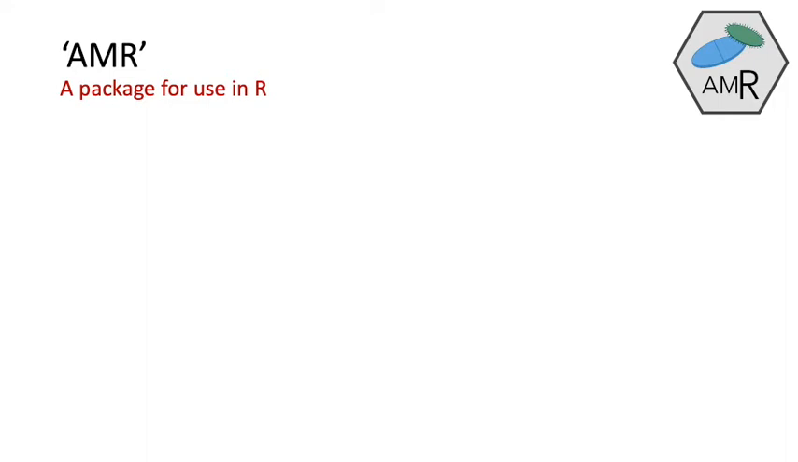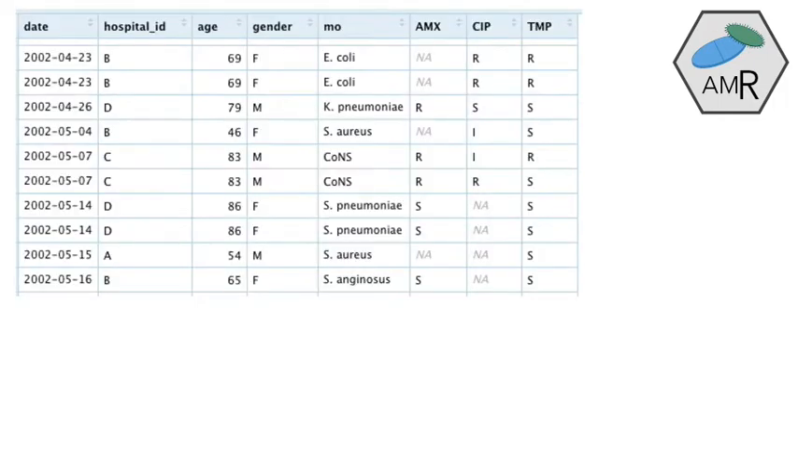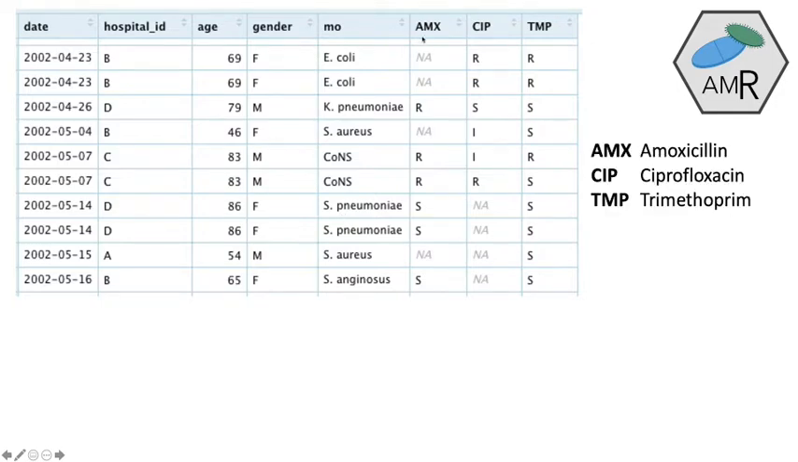So how can you use it? Well, this is part of an example dataset we included in our package, and it's a very regular healthcare dataset, I would say, with a date, age of patient, gender of patient, and here the microorganism, MO, E. coli, and some others. And here are 3 columns with results of specific antibiotics. So these are the results for amoxicillin, for ciprofloxacin, and for trimethoprim.